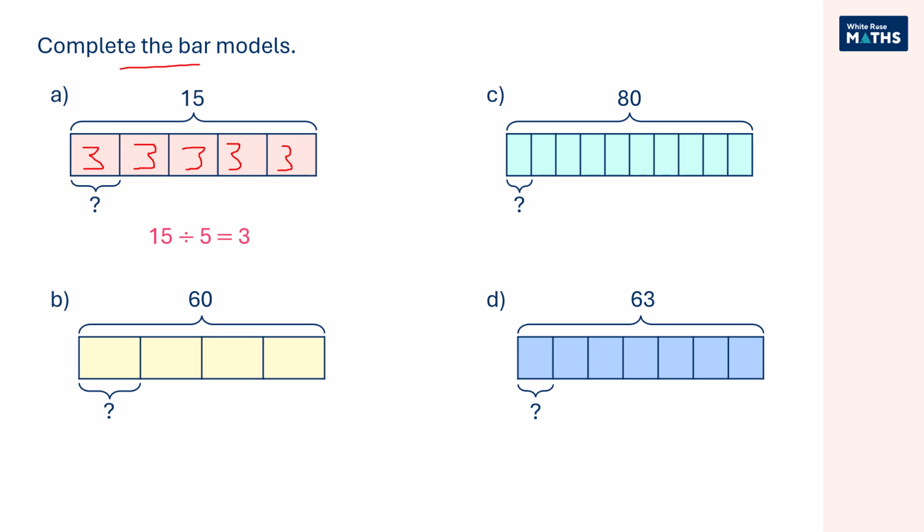Part B, 60 divided by 4, so half it and then half it again. That's going to be 15. So 15, 15, 15, and then 15. So 60 over 4 as a fraction, so 60 quarters. 60 divided by 4 makes 15.